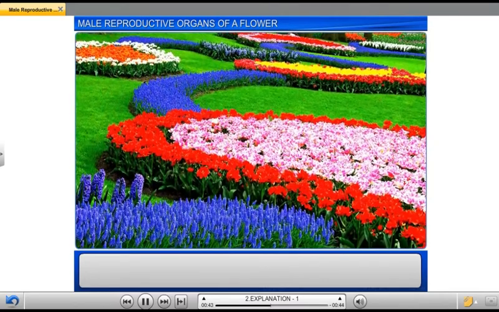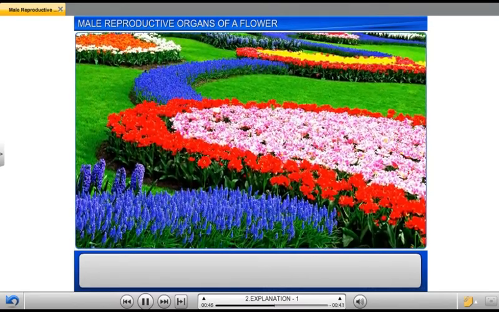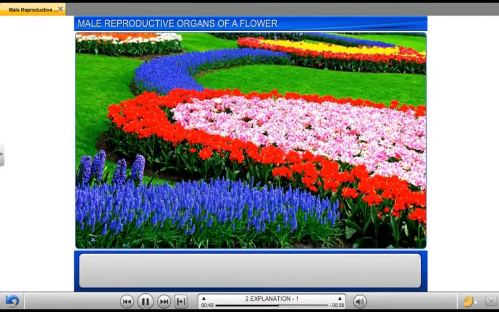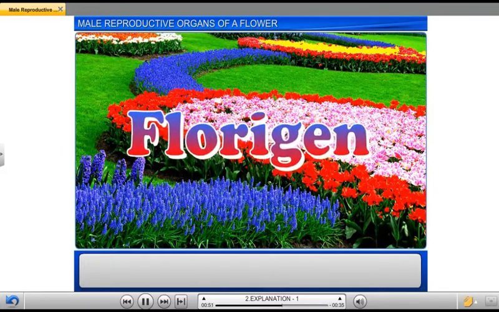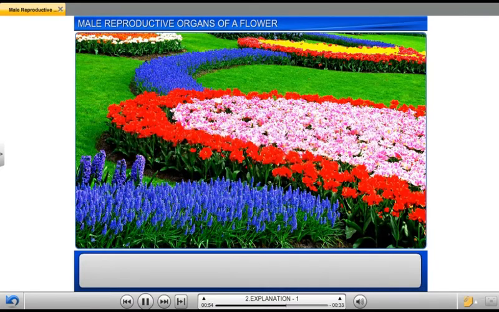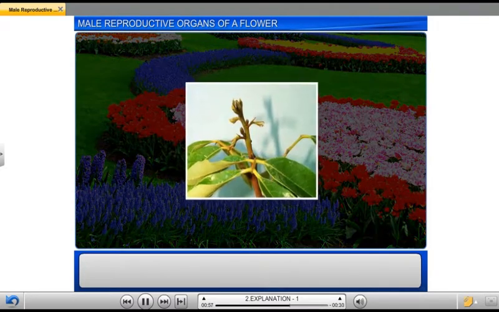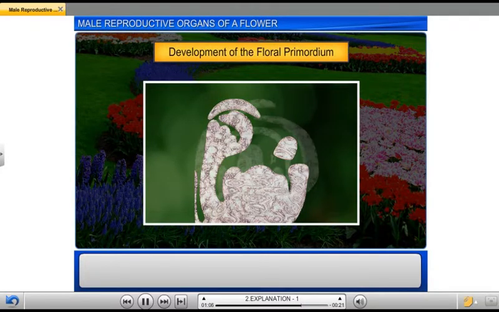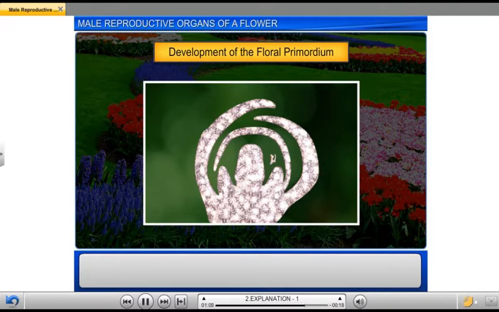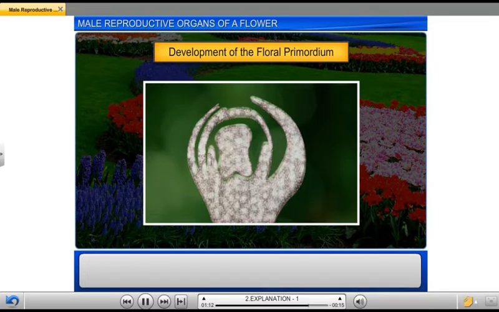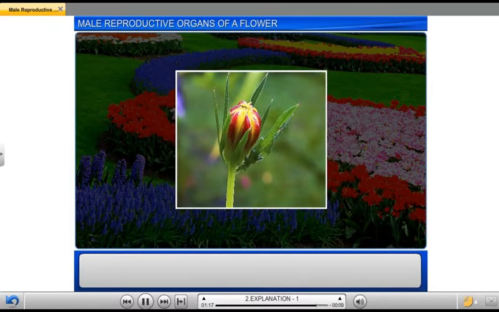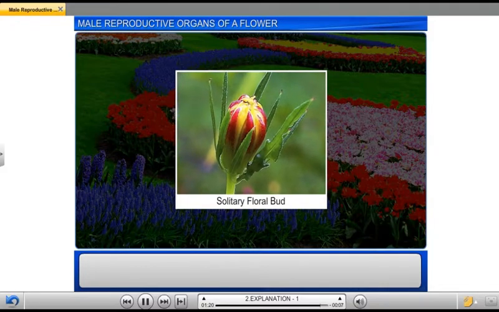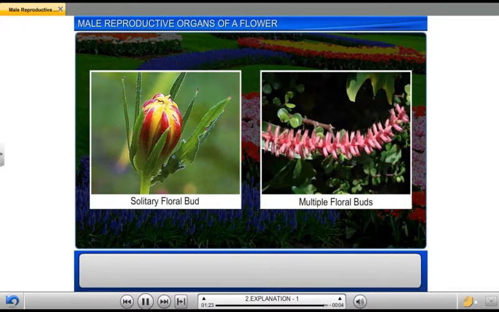This phase is, however, preceded by several physiological and morphological changes induced by hormones such as florigen present in the leaves. These changes lead to the differentiation of vegetative buds into floral buds, and the development of the floral primordium, the rudimentary or preliminary stage of the flower or the flowering shoot. This primordium either bears a solitary floral bud or inflorescences that bear multiple floral buds.